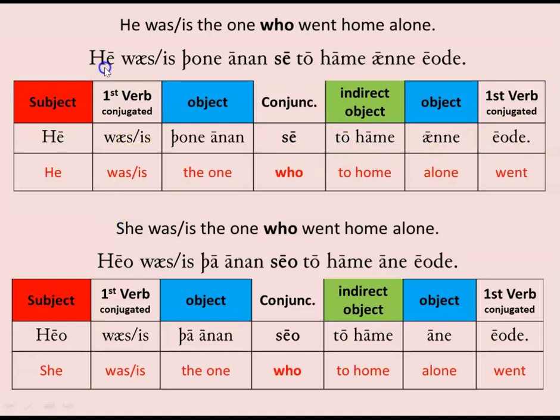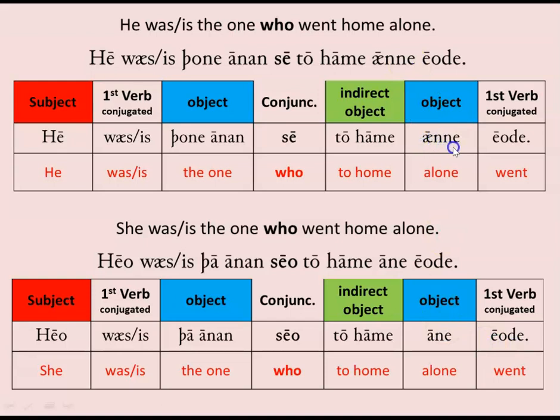Okay, now if we want to say he is the one who went home alone, then we would say he is thona anan se to hama ana eoda. He is the one who to home alone went. She is the one who went home alone. So same, instead of he this time, we're going to have heo, and we have heo was tha anan seo, not say, seo, because it's a she, but both say and seo in this context are translated as the single word who. Okay, tohama ane eoda.